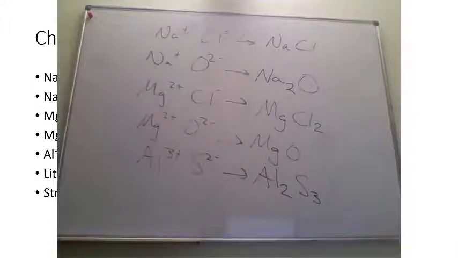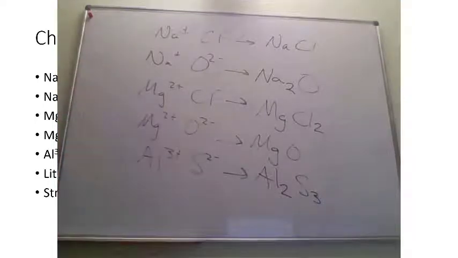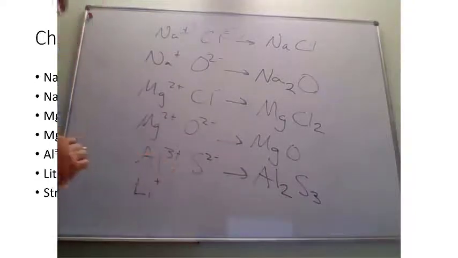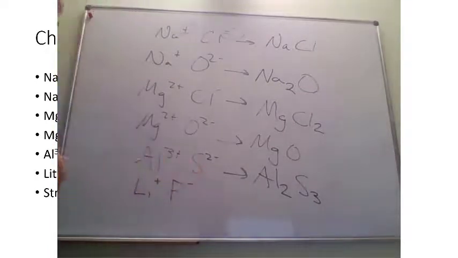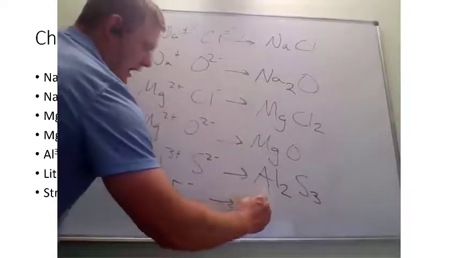Okay, and so our last two that we can give us here are lithium and fluorine. If we look on our periodic table, we see that lithium is one of our alkali metals. So that means it's going to have a charge of +1. And fluoride is a halogen, which means it's going to have a charge of 1-. So they combine in a 1-to-1 ratio, LiF.